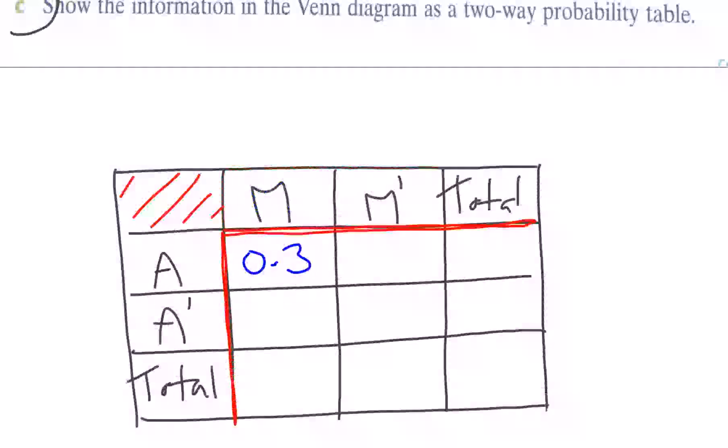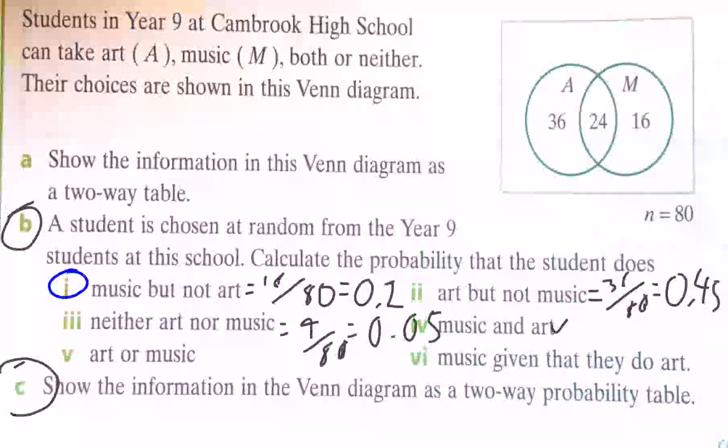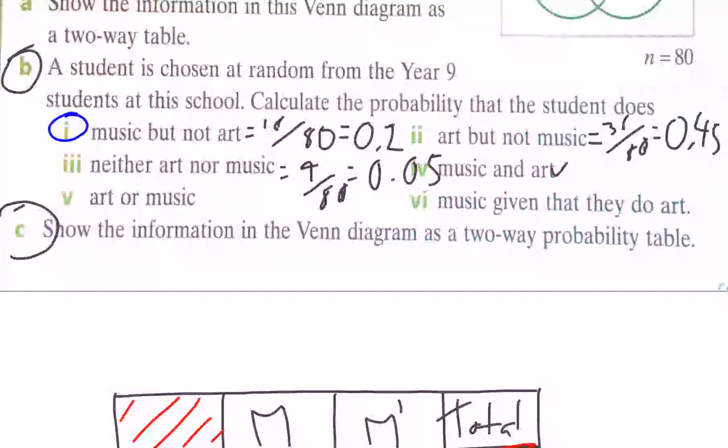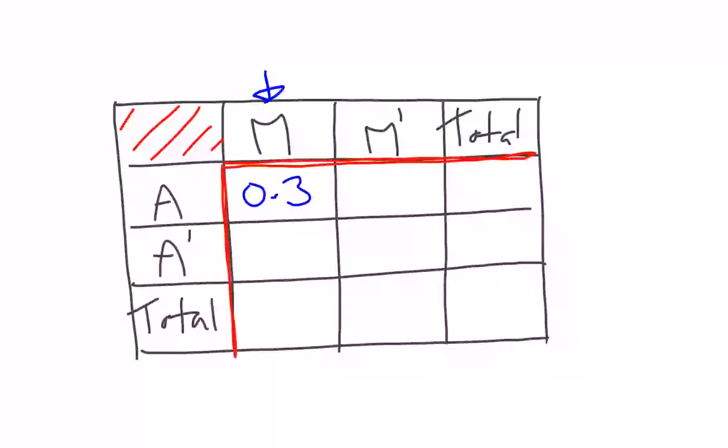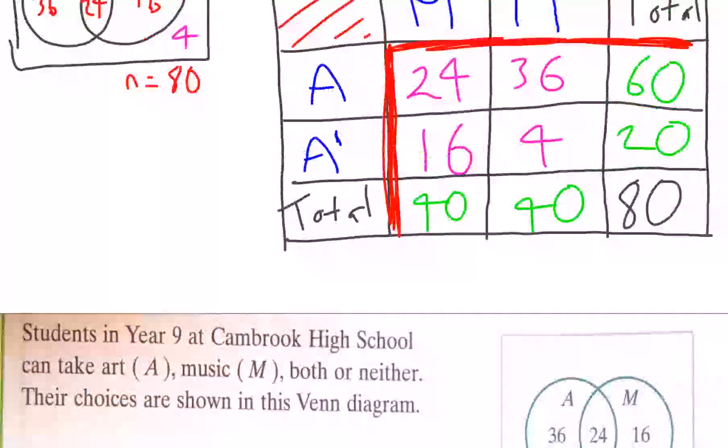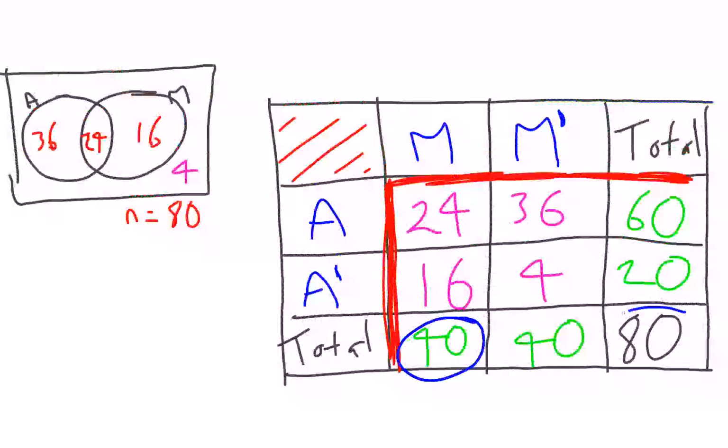We worked out the probability that we do music but not art, that was 0.2. So students who do music and not art, probability of that is 0.2. The total probability that they do music is therefore 0.5. And we could check that going back to our table, because 40 students out of 80, which is a half, 0.5, do music.